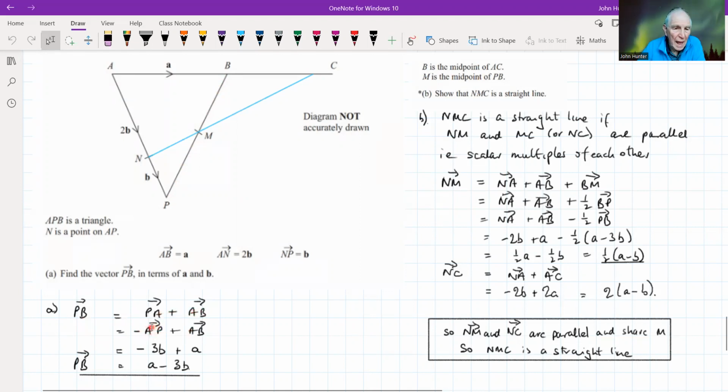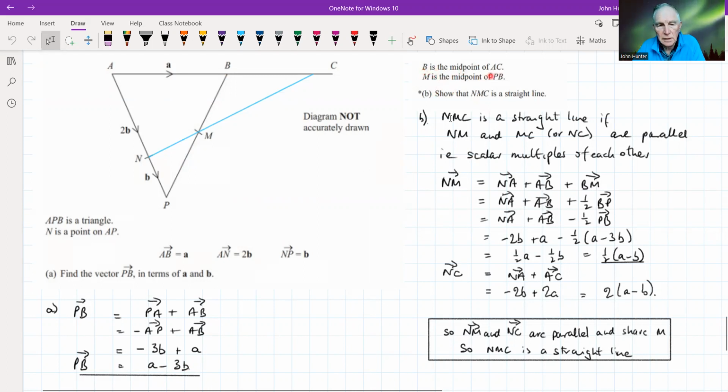We know AP, don't we? So just twisted this round and negated it. So that's going to be minus 3B plus A minus 3B. PB equals A minus 3B. Again, maybe 3 marks for that. Okay, then it goes on.